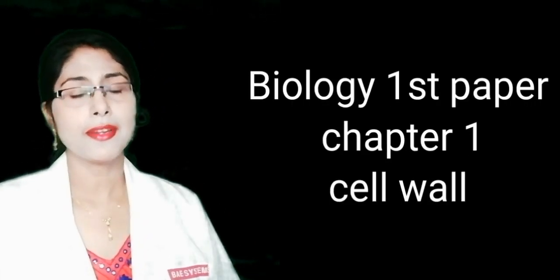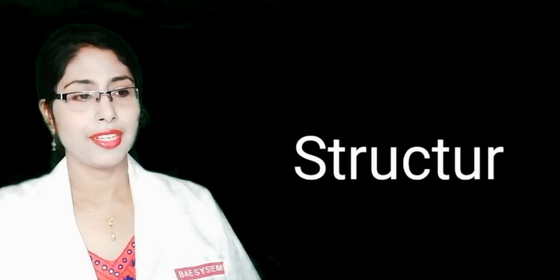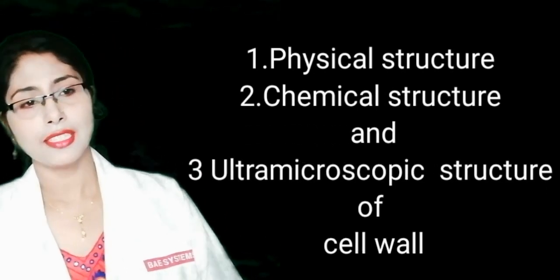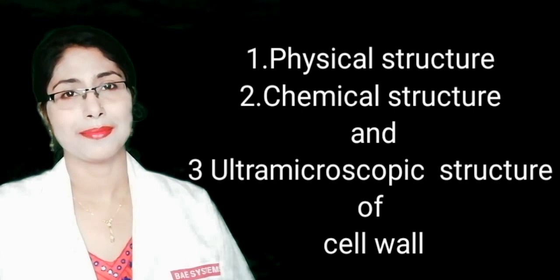Now we start our class of biology first paper, and our today's topic is cell wall. Today we will learn the structure of cell wall: the chemical structure, the physical structure, and the ultra microscopic structure of cell wall.